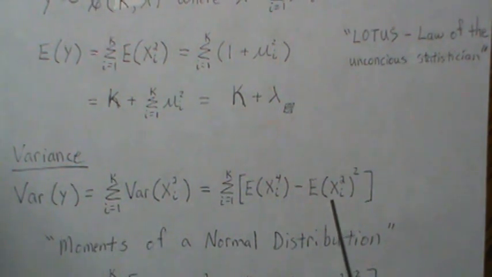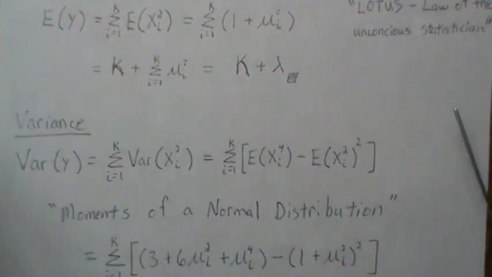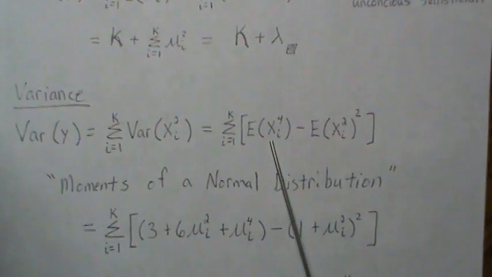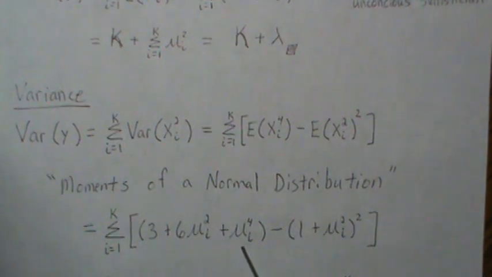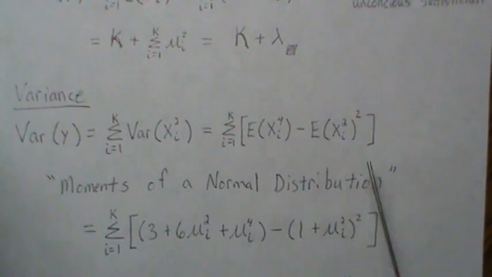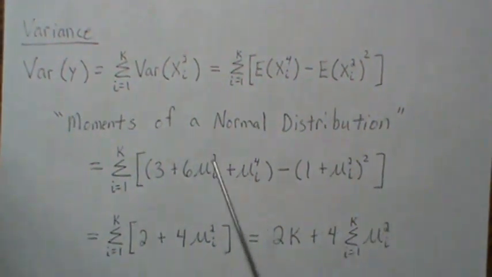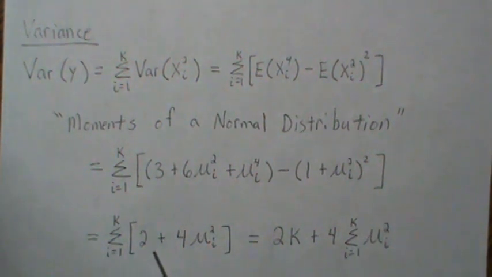This one's pretty easy. It's the variance plus the mean squared. This one's a little trickier, but I derive it in this video. So this is this. And this is the variance plus the mean squared. And of course, we have to square it. Then when you simplify this, it boils down to this.